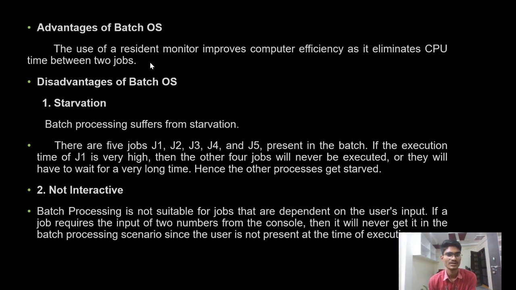But it has some disadvantages, like starvation. Let's see an example: there are five processes named J1, J2, J3, J4, and J5 present in a batch, which are similar jobs, and the execution time of job 1 is very high, which means that the completion time or burst time of job 1 is very high. Then the other four processes need to wait a long time until the first process is completed. The next process will have to wait a long time until job one gets executed. This will cause starvation.